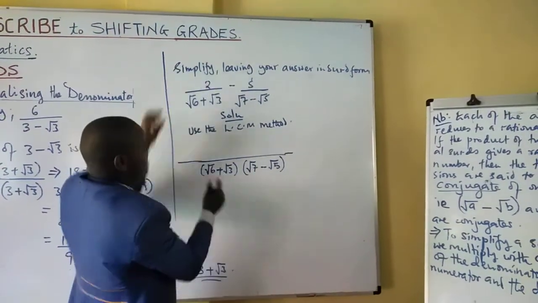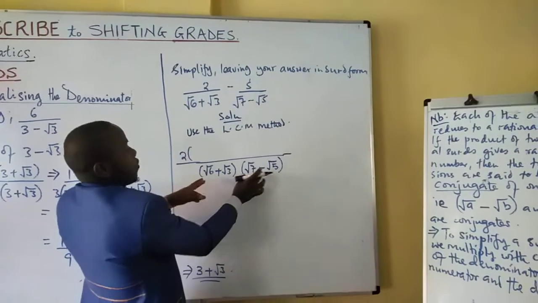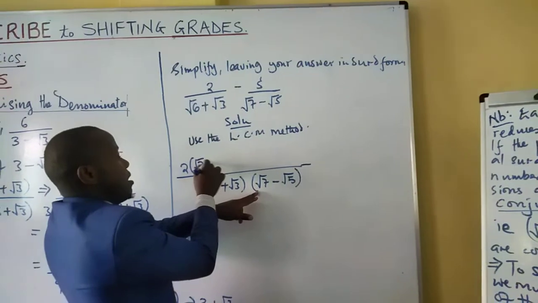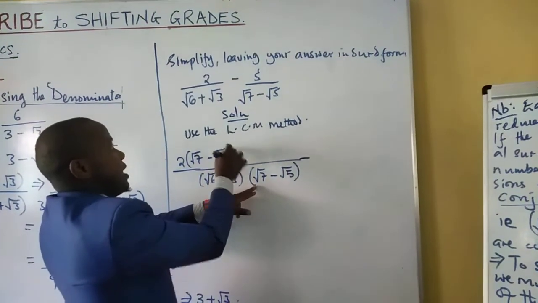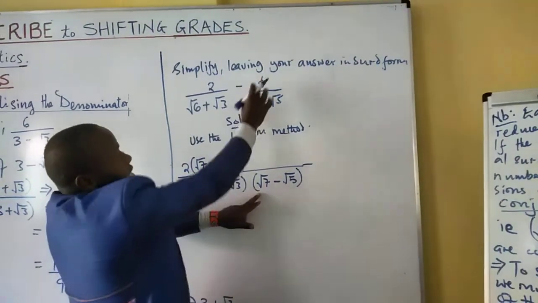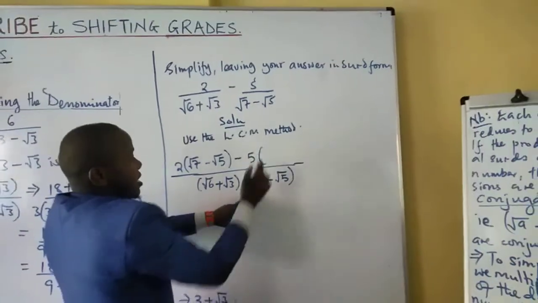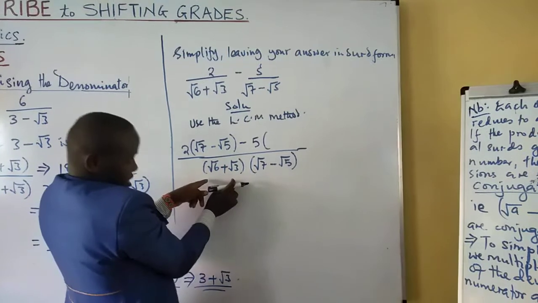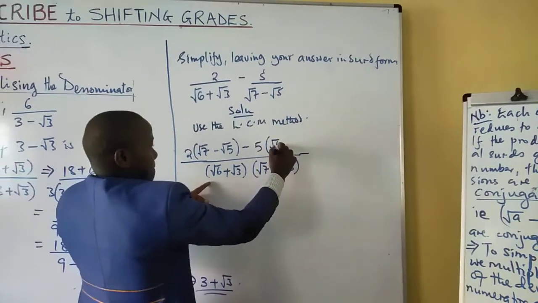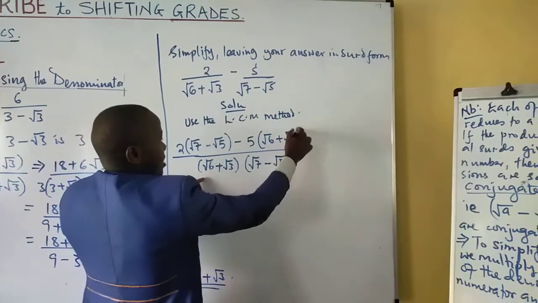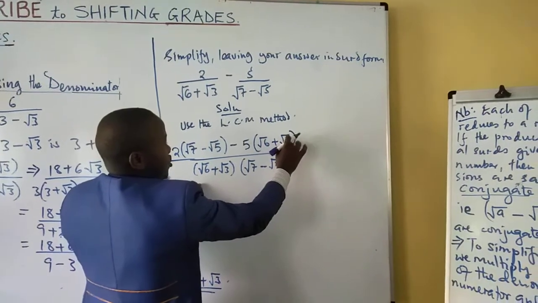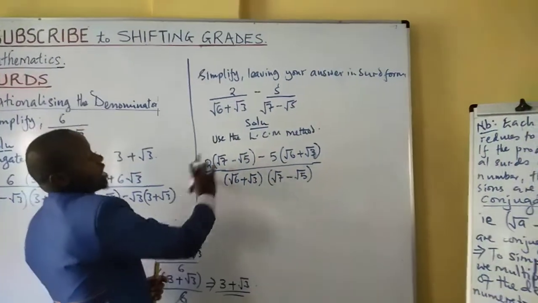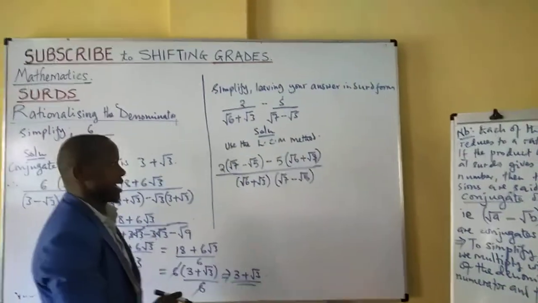Therefore, now it is 2 times, when you divide LCM by this term, we remain with root 7 minus root 5. Like that. Minus 5 times, LCM divided by root 7 minus root 5, we remain with root 6 plus root 3. Write it well. Like that. Therefore, now you can open in both cases.